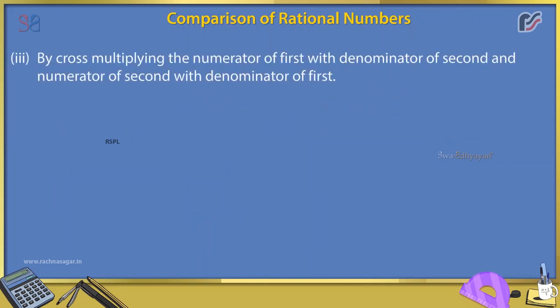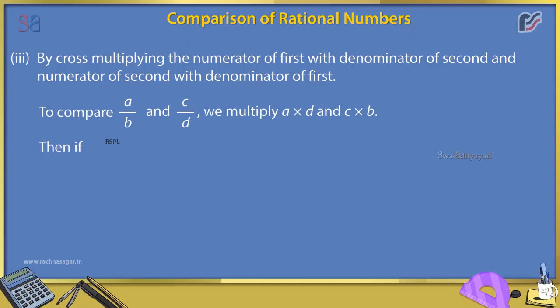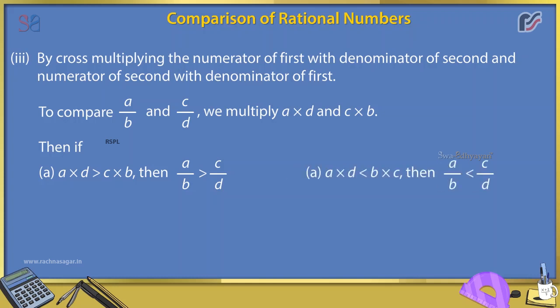3. By cross-multiplying the numerator of the first with the denominator of the second, and the numerator of the second with the denominator of the first. To compare A by B and C by D, we multiply A into D and C into B. Then if A into D is greater than C into B, then A by B is greater than C by D. B. If A into D is lesser than B into C, then A by B is lesser than C by D. C. If A into D is equal to B into C, then A by B is equal to C by D.